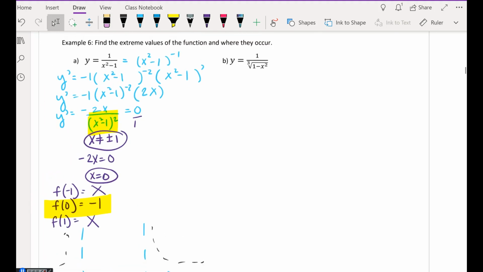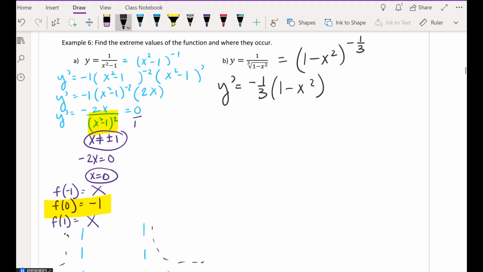y prime. Should we rewrite it as negative exponents? Yeah, it's better than quotient rule. Okay, so it's going to be 1 minus x squared, all of it raised to what power? Negative what? 1/3. All right, y prime, here we go. Chain rule says, drop down your power, so it's negative 1/3 times the inner, which is 1 minus x squared to the power of what? Negative 4/3 times the derivative of the inner.